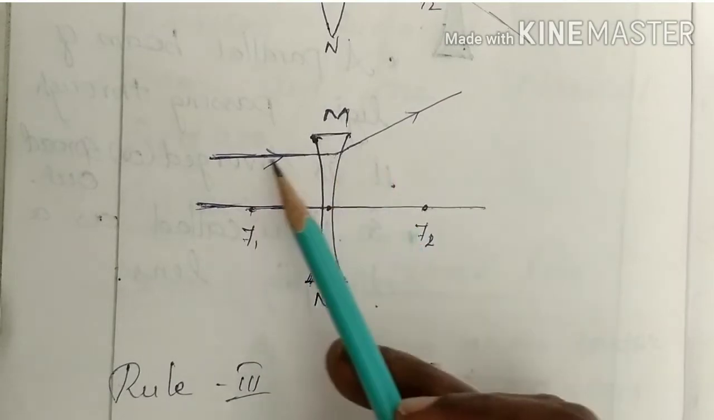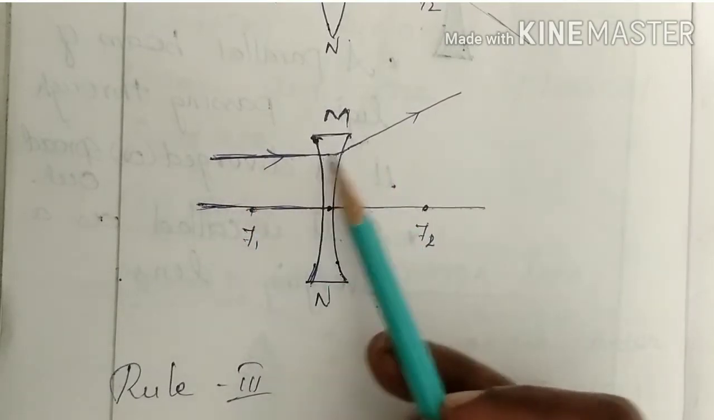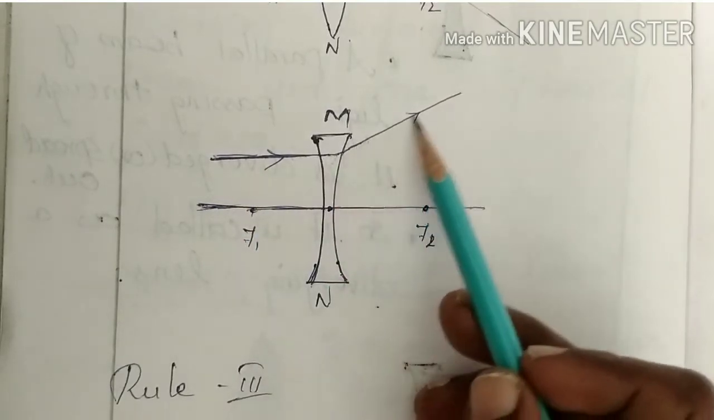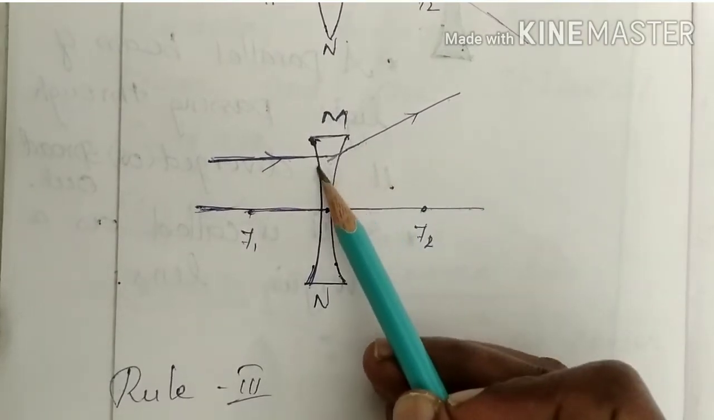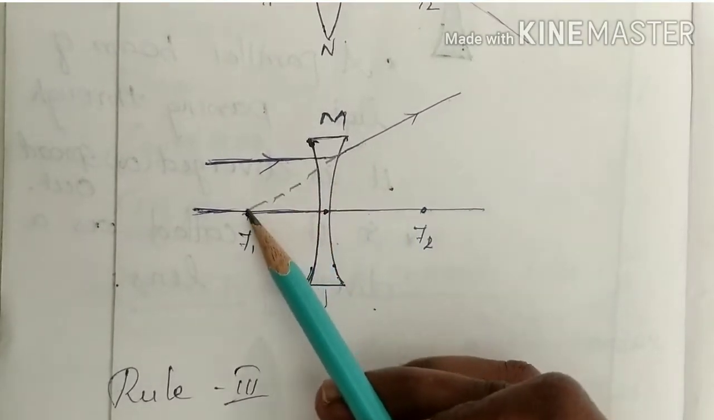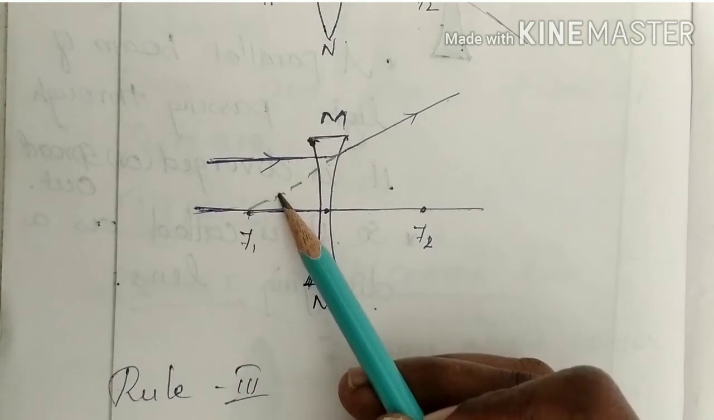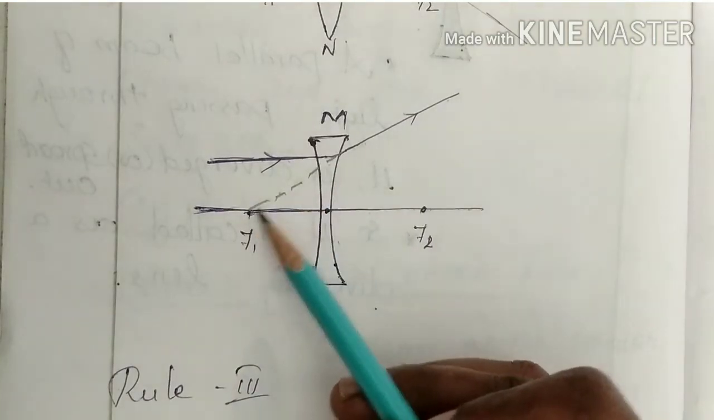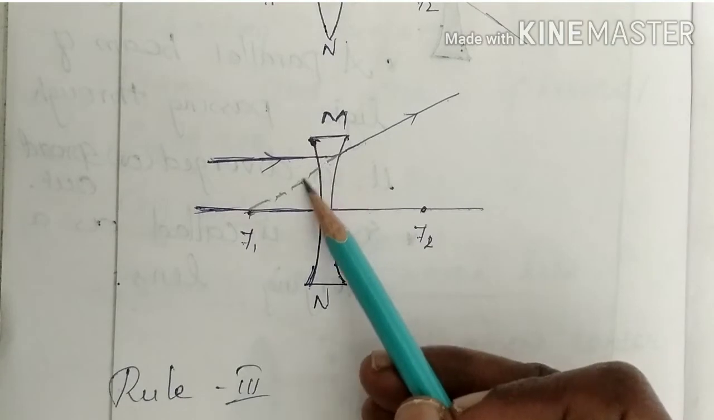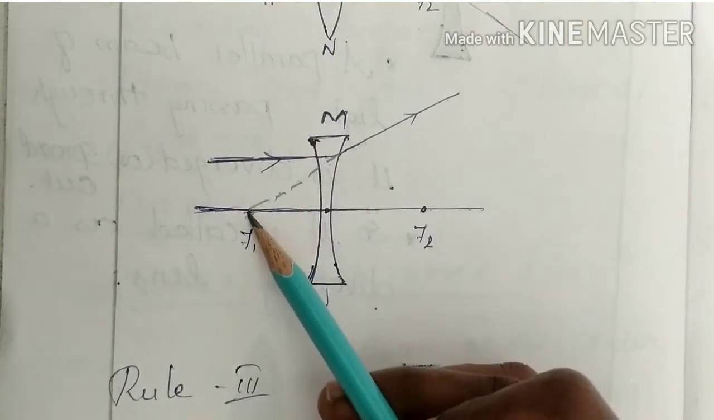When the parallel beam of light is passed through the concave lens, this is the refracted ray. After refraction, it will diverge back and appear to meet at the principal focus. So this is the divergent lens. After refraction it will diverge back and meet here. So this point is the principal focus.